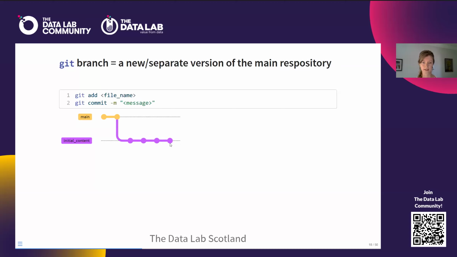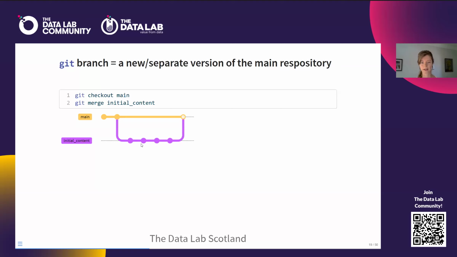So we would do git add and git commit as we make changes on this side branch, developing our code until we're happy with it, and it's clean and working and able to merge back into the main branch here. And so this is really useful when you're working with other people.